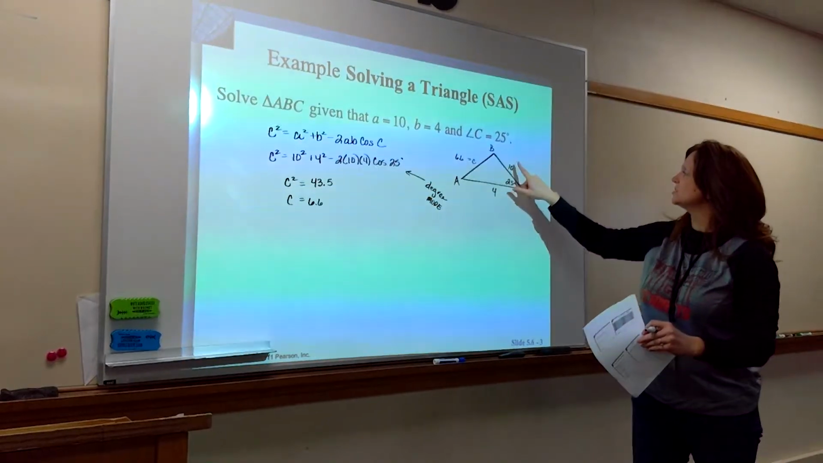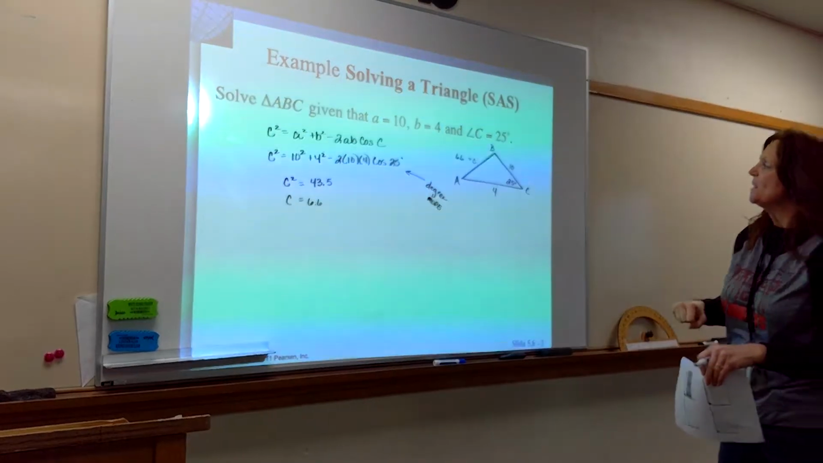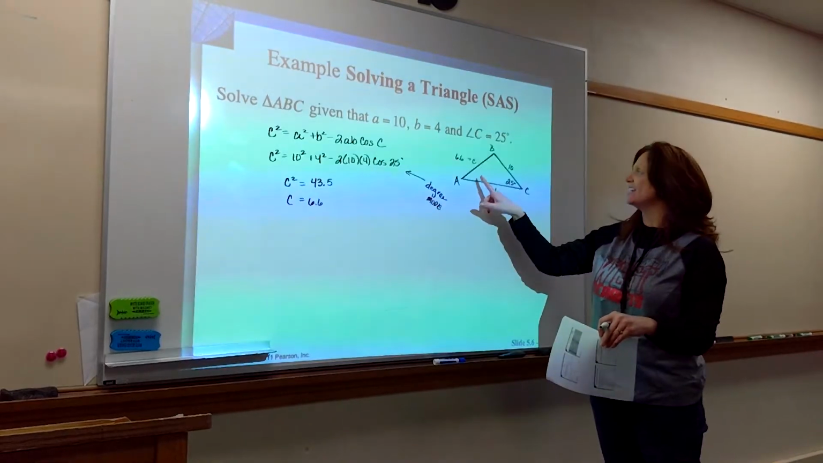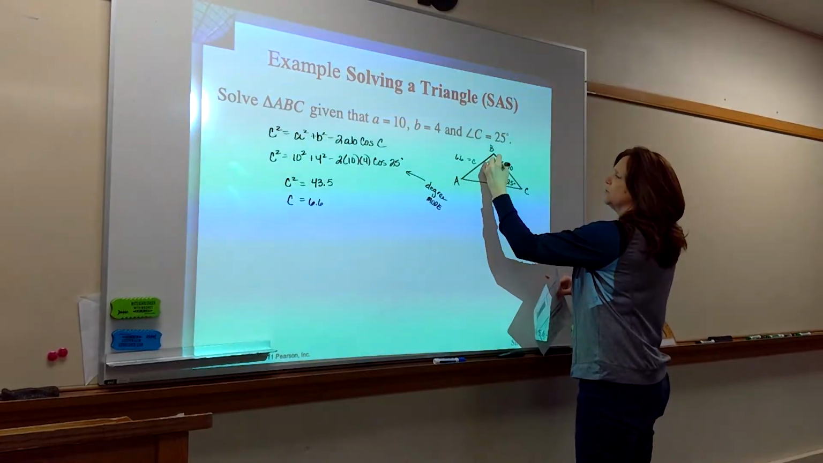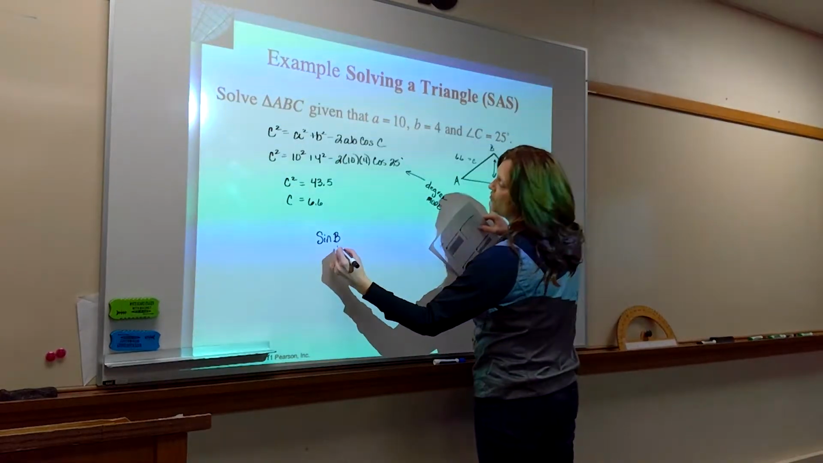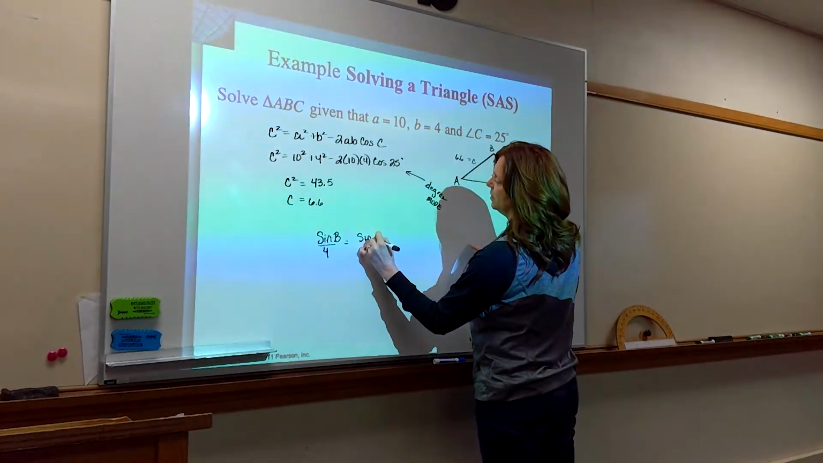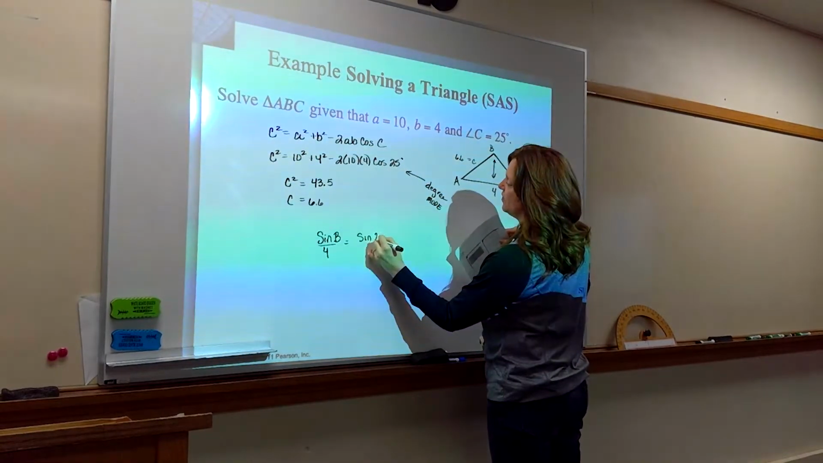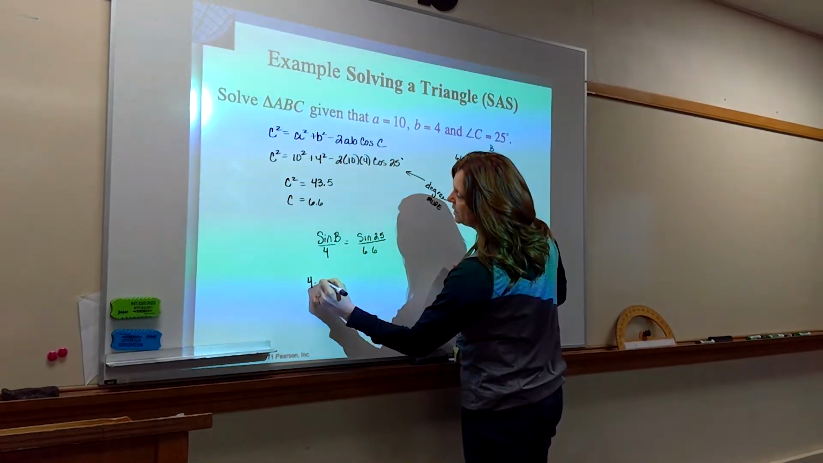You have to be given side angle side all right next to each other, and then you can find that missing third side. At this point you have plenty of information to now use law of sines to find either angle A or angle B. Let's do angle B. So let's set that up. Just quick review: sine B over 4 equals sine C over 6.6, so sine 25 over 6.6. And remember, you are just doing a little cross product right here.